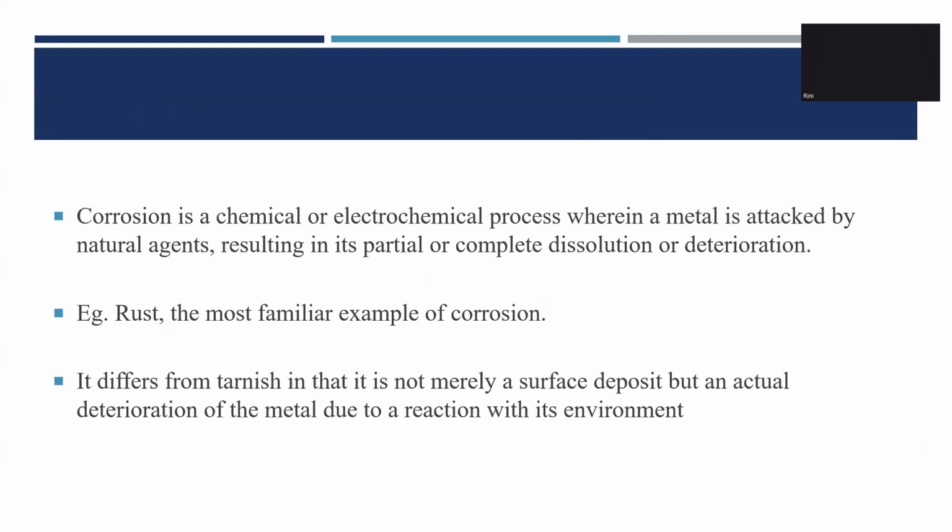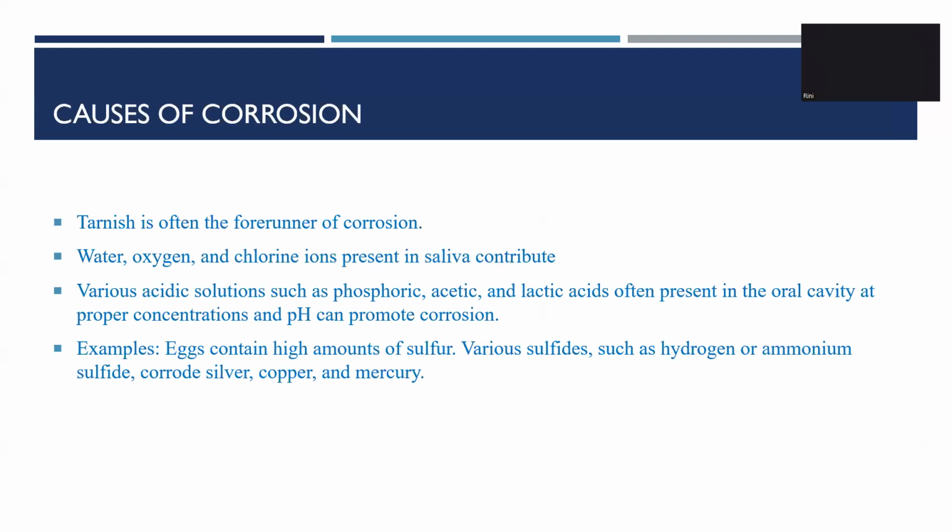Corrosion is a chemical or electrochemical process wherein a metal is attacked by natural agents, resulting in its partial or complete dissolution or deterioration. An example is rust, the most familiar example of corrosion. It differs from tarnish in that it is not merely a surface deposit but an actual deterioration of the metal due to a reaction with the environment.